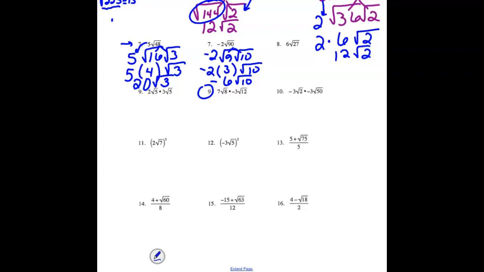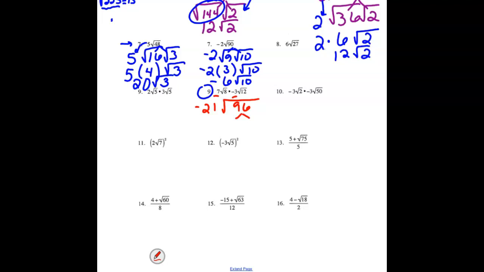All right, question 9. We have 7 times the square root of 8, and we're multiplying that by negative 3 times the square root of 12. Now, one of our rules is that we can multiply the numbers together if they're both outside of the root, or we can multiply the numbers together if they're both inside the root. So we're going to take the 7 and the negative 3 and multiply that together as negative 21. And then we're going to multiply the root pieces back together. Because 8 and 12 are not perfect, it doesn't help me to have them split up that way. The square root of 8 times the square root of 12 becomes the square root of 96. And now I can try to split it up in a different way.